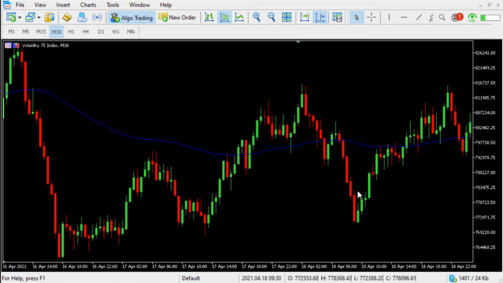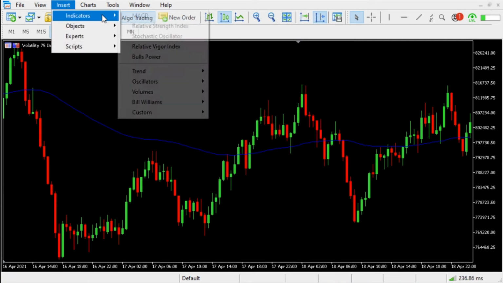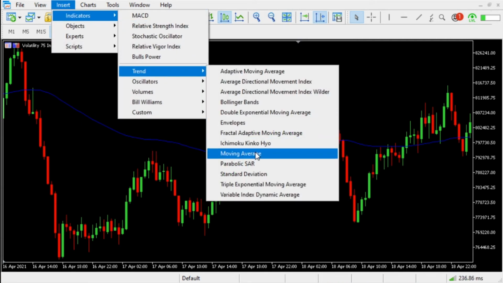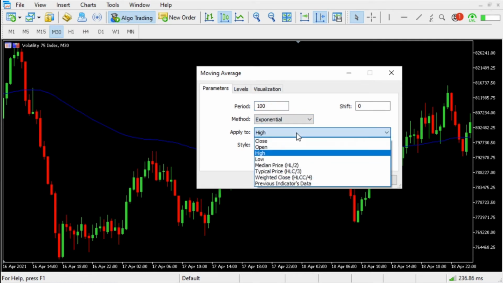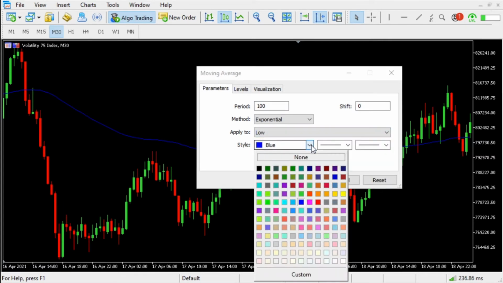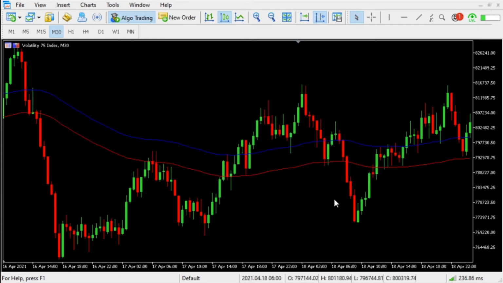I'll say okay. Your second indicator you'll be putting onto your chart would be another moving average of period 100 with an exponential low. Insert, trend, moving average, exponential, method exponential. This one is going to be applied to low, and I'm going to change the color to red, and I'm going to say okay.